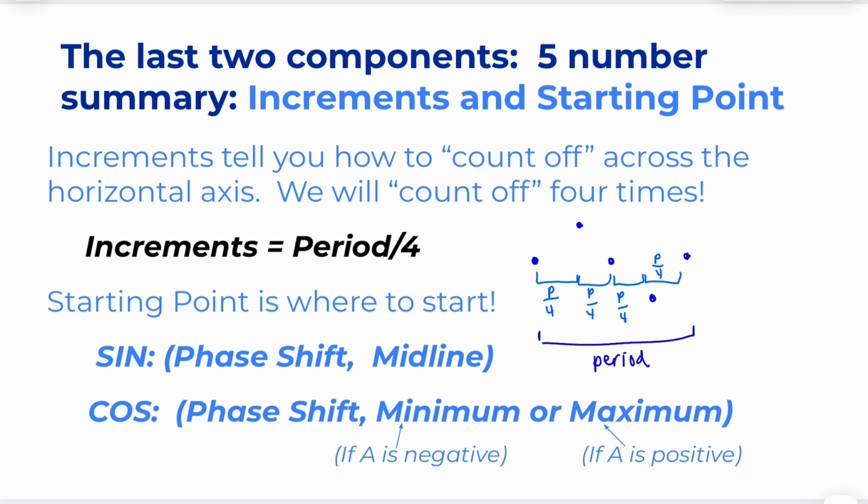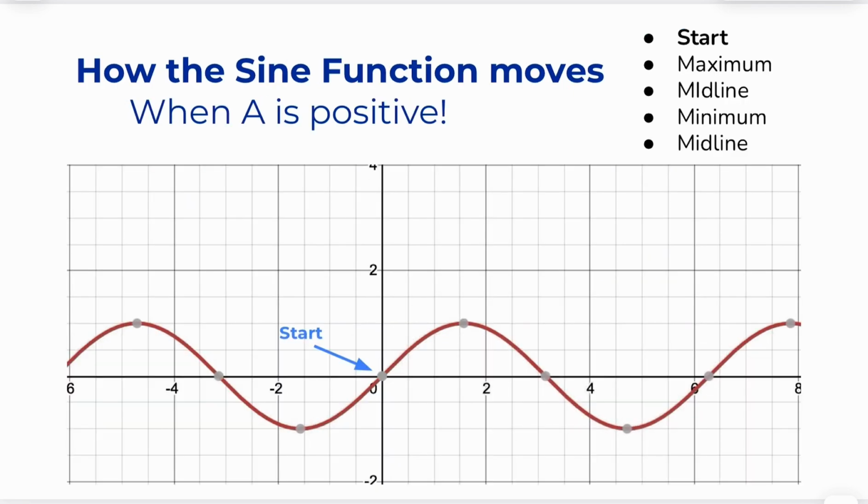For sine, because the parent function sine of x starts at 0, 0, our new starting point after it's been transformed is going to be phase shift, comma, the midline. We're just going to jump right in to some examples after we talk about the parent function and how it looks. So when sine is positive, these are the 5 points that we are going to manipulate.